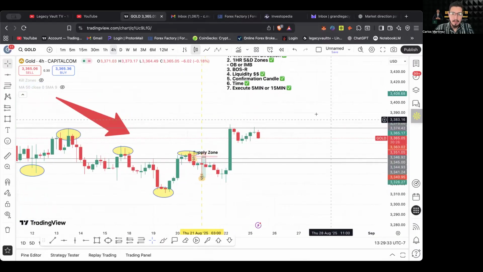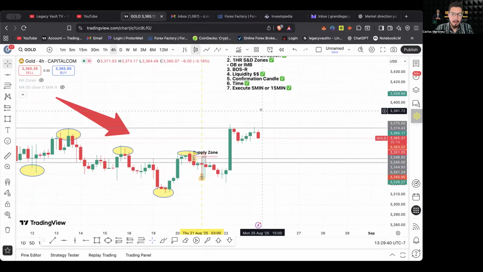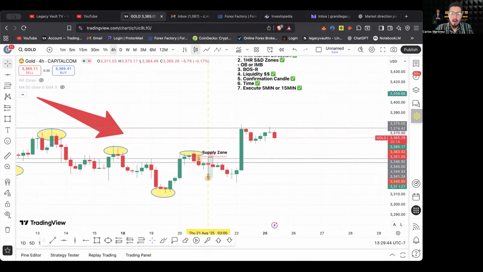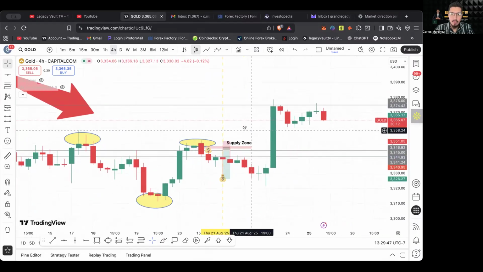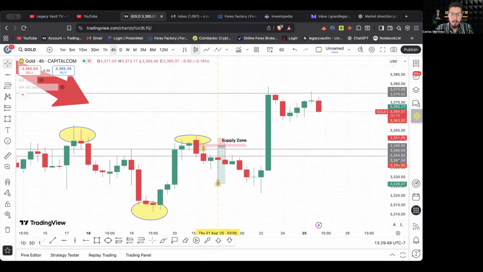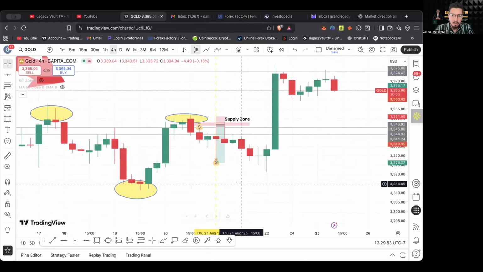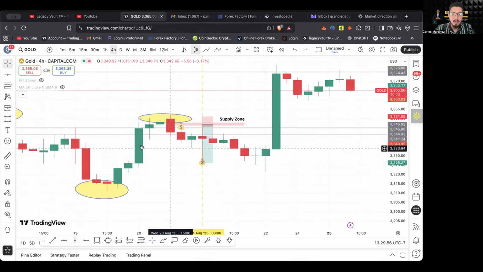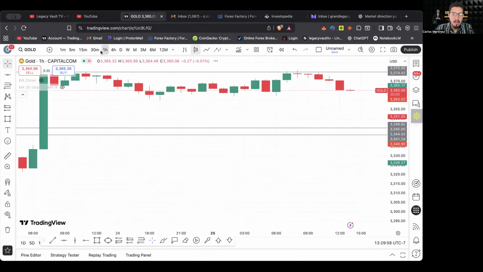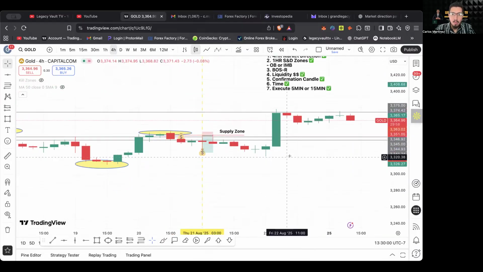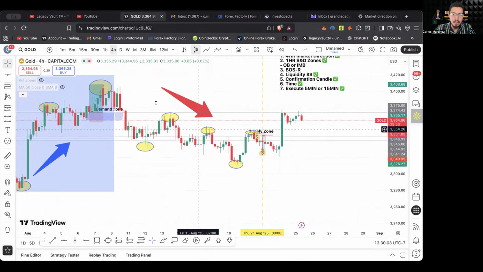Now let's look at the seventh step, execution on either the 5 or 15 minute. We're going to be looking at examples of both sell and buy orders. We covered it on our previous call. We saw this sell order, which actually happened last week on Thursday during the New York session.